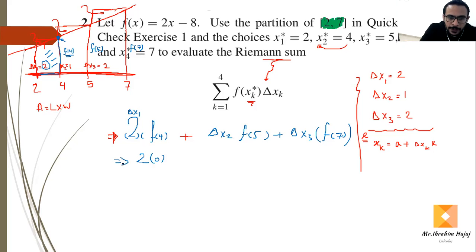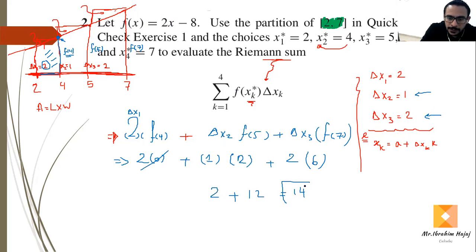This one is 2 by 0, plus you have delta x2, which is 1. Delta x2 here, 5 minus 4 is 1. Multiplied by f of 5, substitute, which is 2, right? Yes, 10 minus 8, which is 2. Plus delta x3, which is 2, and f of 7, 14 minus 8, gives us 6. This is 0, and 1 times 2 is 2, plus 12 equals 14. So my answer is 14.